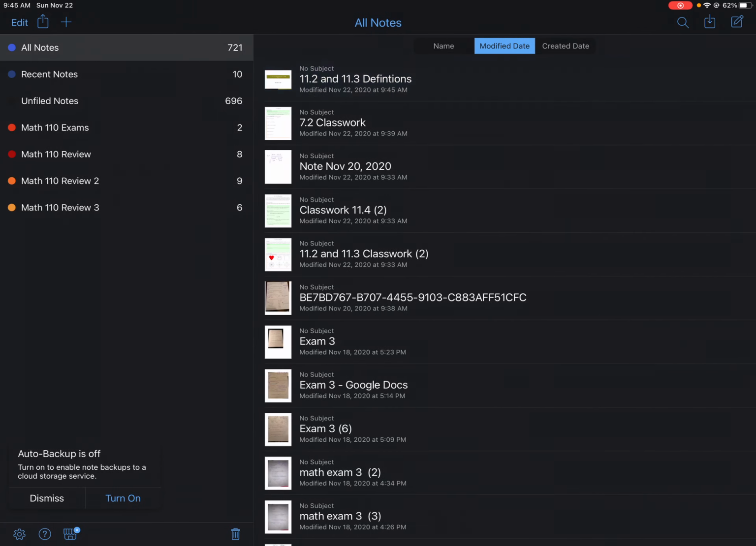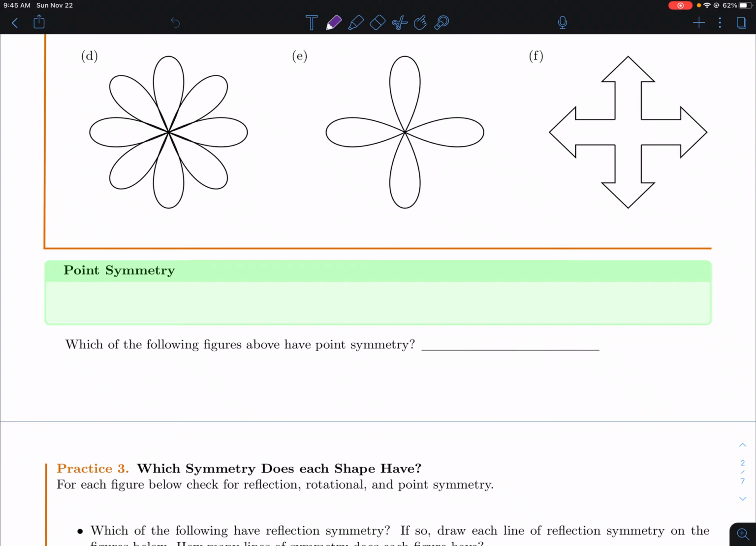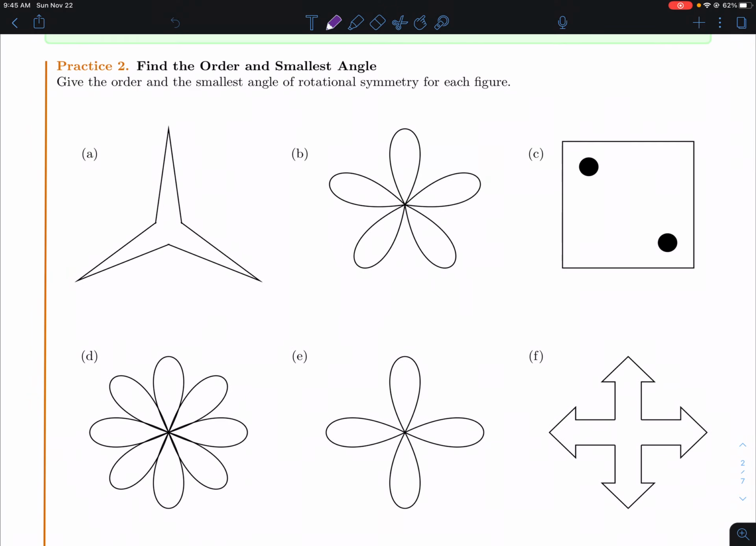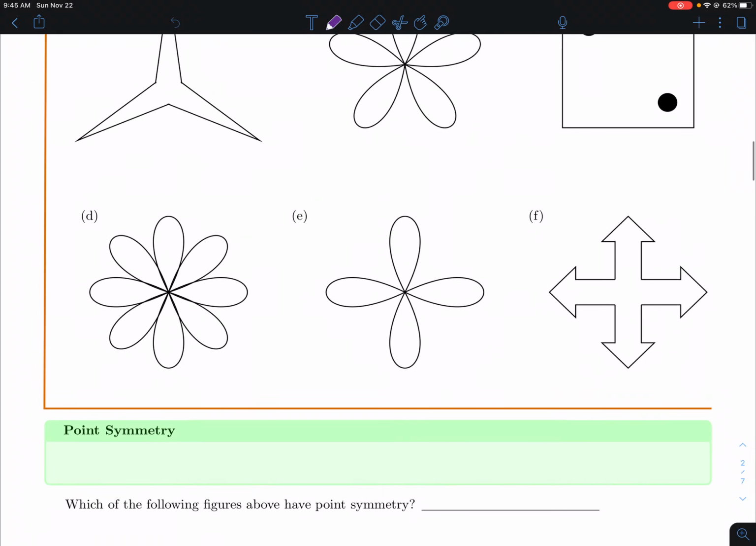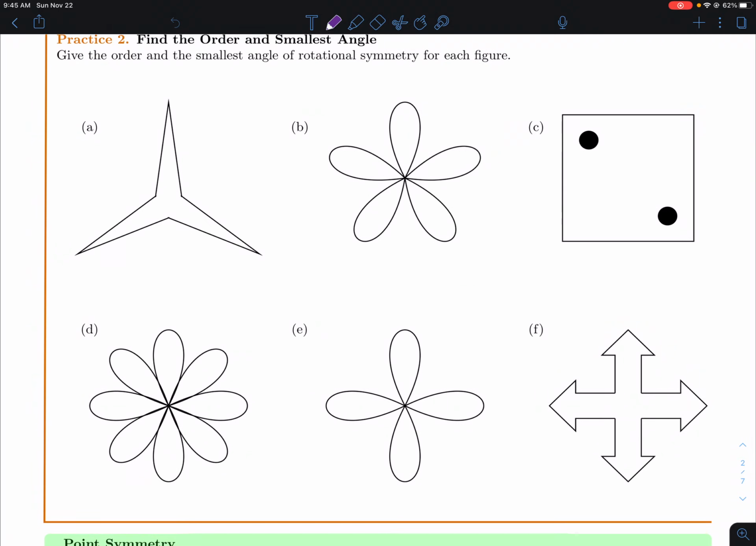All right, so if we go back, that's going to be the last question, at the very bottom there. Again, look at these figures, find out what the order of each is, what the angle of rotation is for each one, and then finally, at the very end, I'm going to ask you about point symmetry. Does any of them have point symmetry, and which ones? So at this point, pause the video, work on rotational symmetry, and when you're done, come on back and we'll talk about something else.